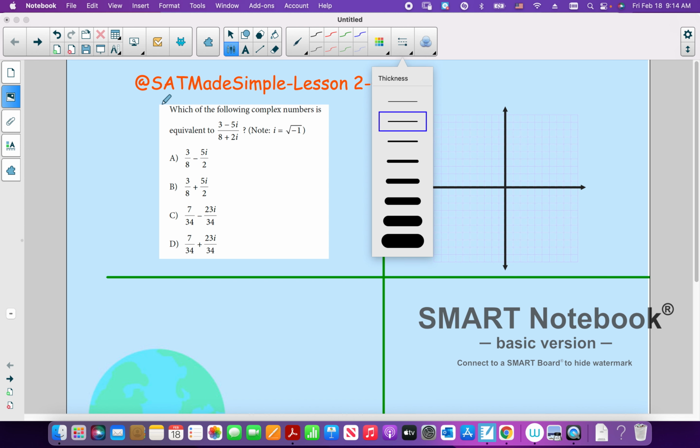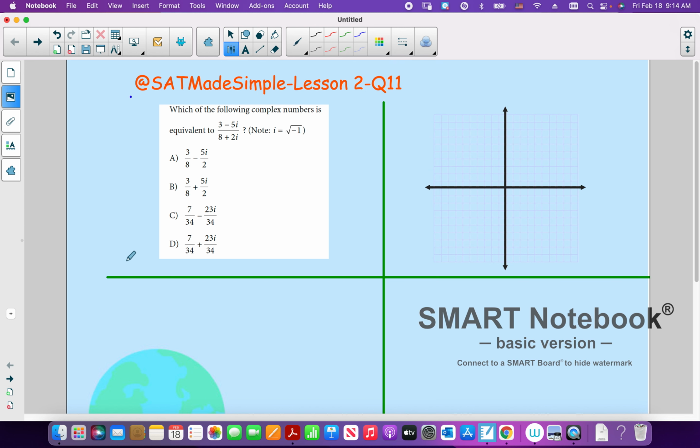Complex number, and to simplify a complex number we need to multiply by the conjugate. I did explain briefly complex numbers in earlier videos, but a complex number can be written in Cartesian form: a plus bi. A is the real part of it and b is the imaginary part.